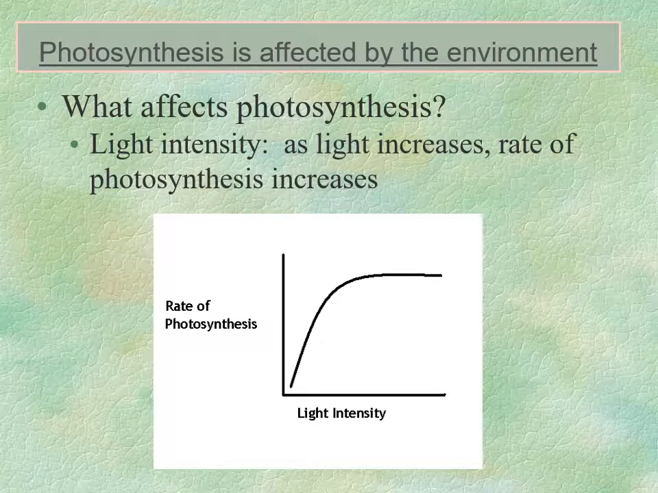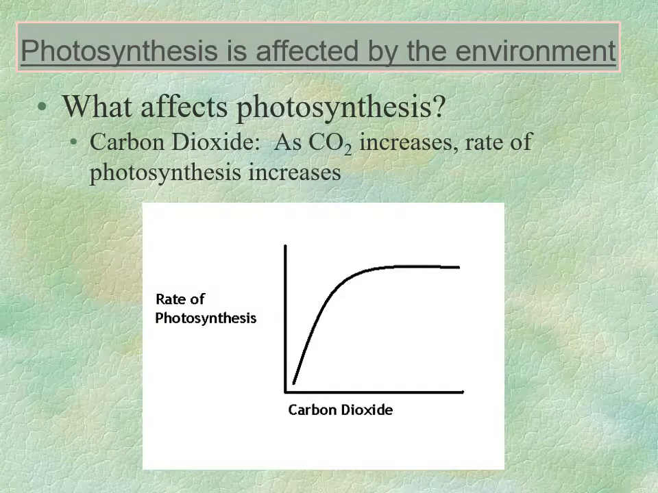Photosynthesis is also affected by their environment. So what affects photosynthesis? 1, the light intensity. The greater the light intensity, the rate of photosynthesis will increase until it is too much and then it evens out. This is the carrying capacity. Carbon dioxide does this as well. As carbon dioxide increases, the rate of photosynthesis will increase up to the carrying capacity.